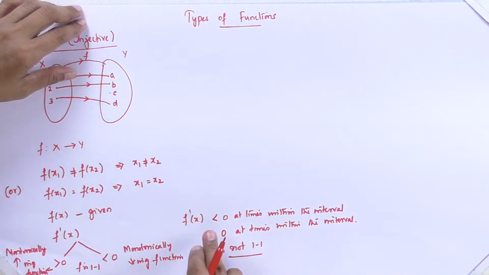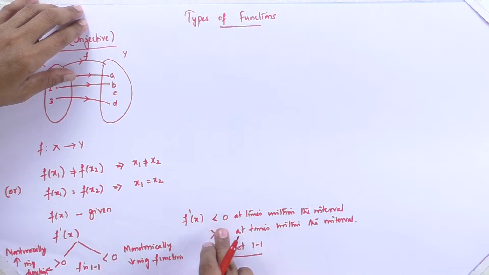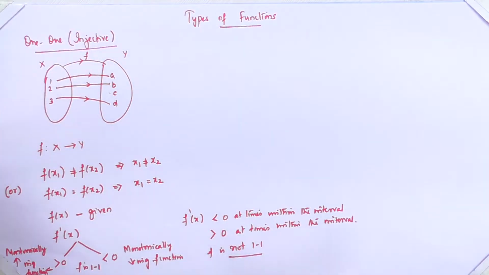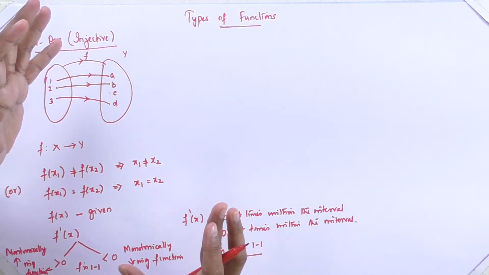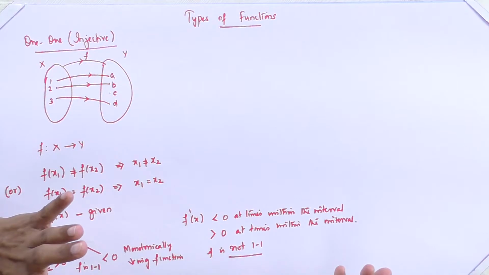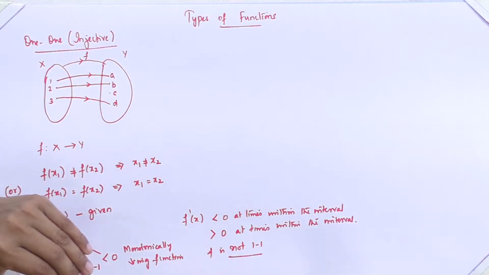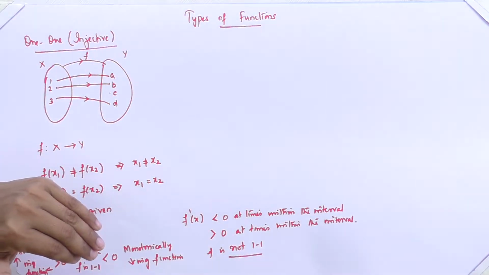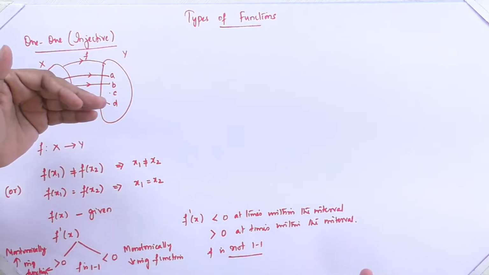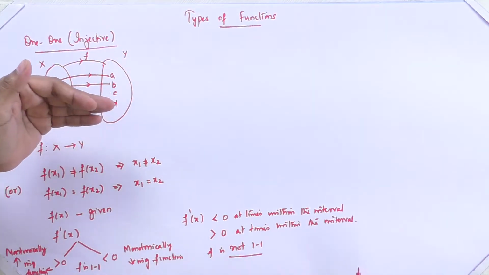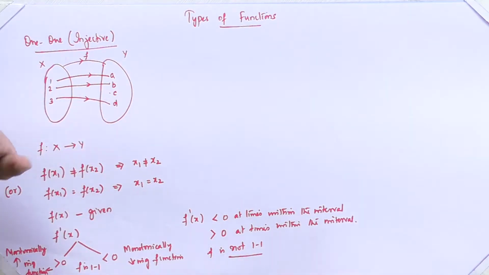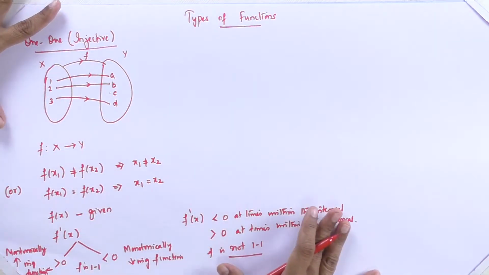And next, whenever your f dash of x is less than 0 at times, that is, for a given interval, to a certain extent I have negative values of f dash, and to a certain extent I have f dash as a positive value, and at times it is equal to 0, in all those cases I call the function not one to one. So this is all about a one to one function.